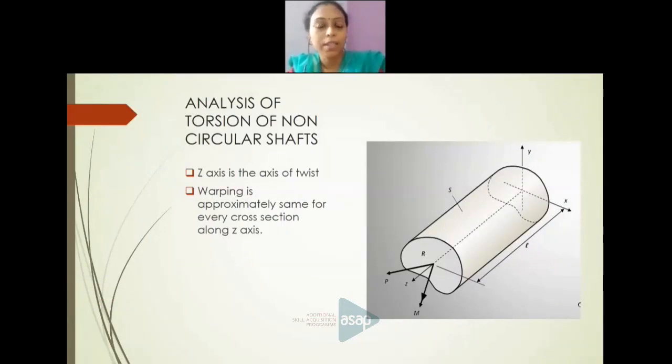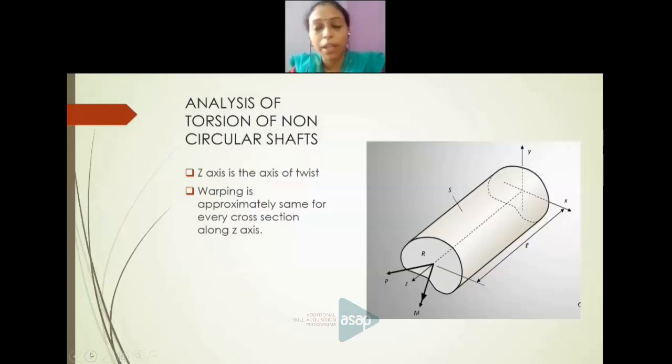So already so many times I mentioned that all of the assumptions we stated in the case of circular shafts are not valid here. So we have to state some new assumptions. The new assumptions are: we have taken the z-axis as the axis of twist. You can see the figure over here. The shaft has some general shape. It's not circular anyway, and it has the z-direction as its axis, and its cross section lies in the x and y coordinates. So that is the first thing. And second, warping is approximately the same for every cross section along the z-axis.